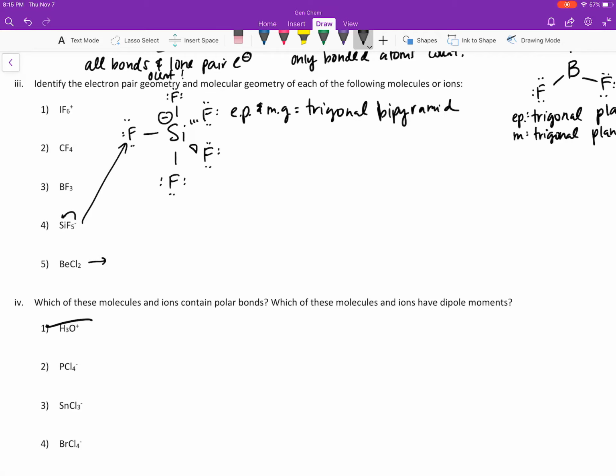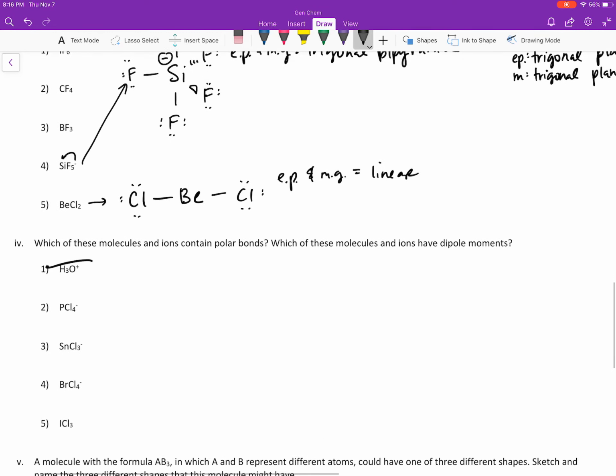Beryllium with 2 chlorines. Beryllium wants to be 2 coordinate. So it's a super easy, straightforward structure. Because there's no lone pairs on the beryllium, the electron pair and molecular geometries are the same, which is linear.